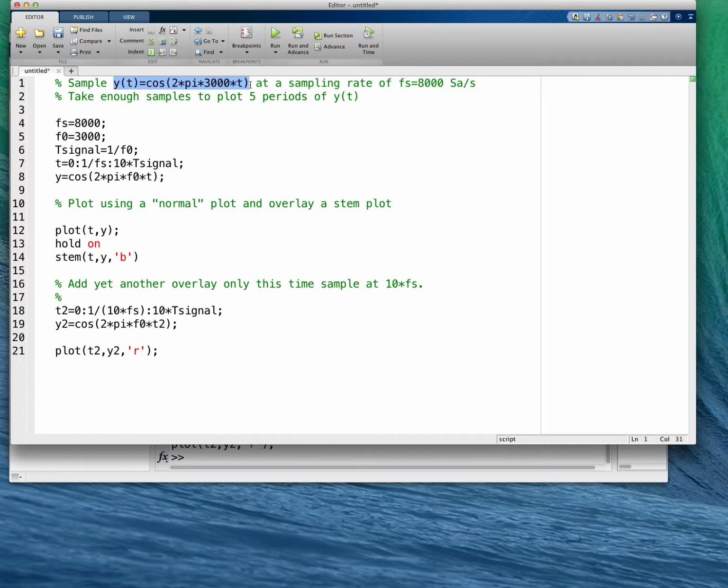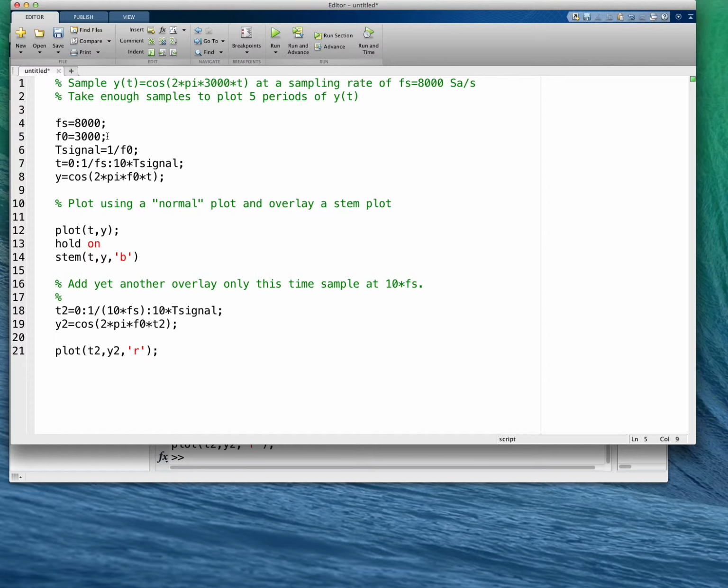All right, so what we're going to do is consider y of t equals cosine 2 pi 3000t. And we know that if we sample at 8,000 samples per second, that's fast enough to capture the essence of the original analog signal y of t, according to the sampling theorem.